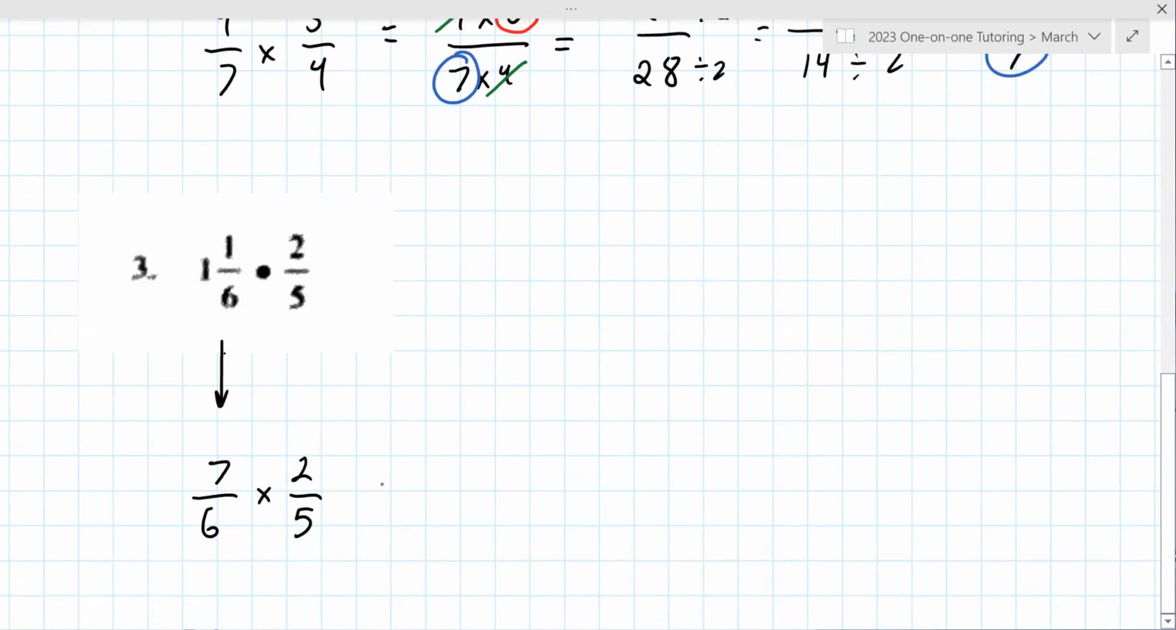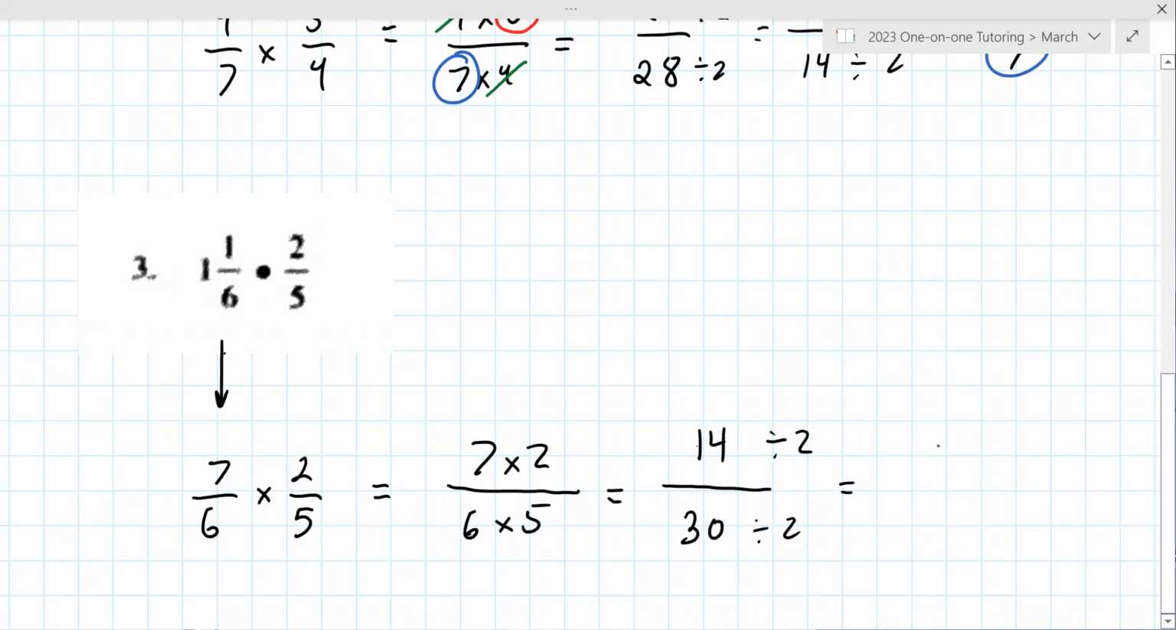No. So let's do like we've been doing. 7 times 2, 6 times 5. Tell me the top number, tell me the bottom number. Top number is 14, bottom number is 30. Okay, can you divide the top and the bottom by 2? Yes. That would become 7 over 15. Yeah.